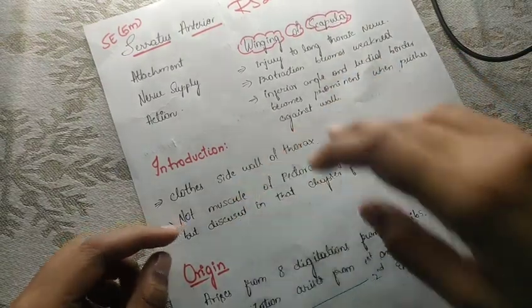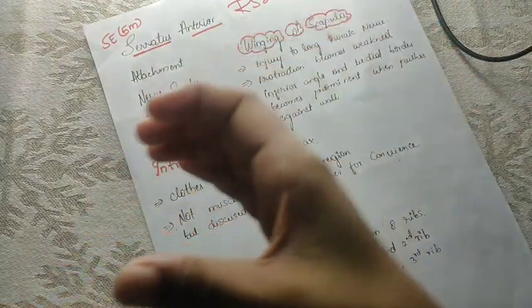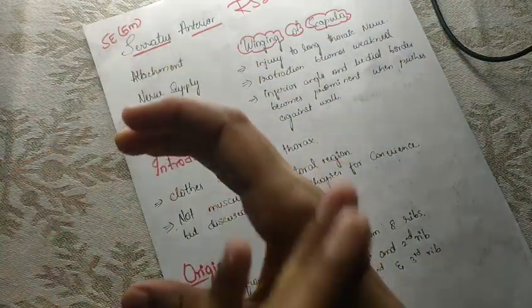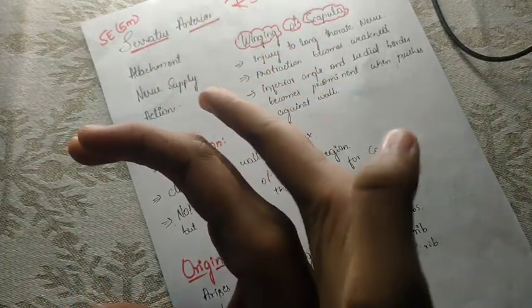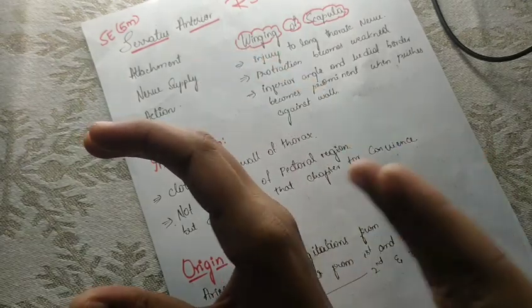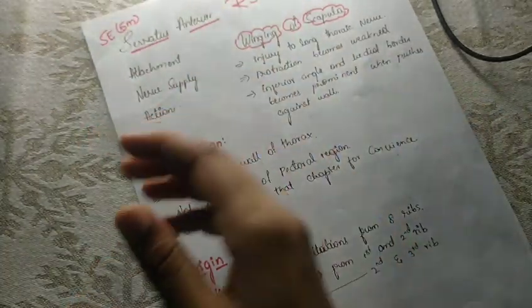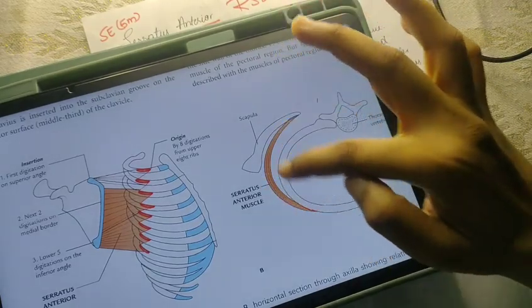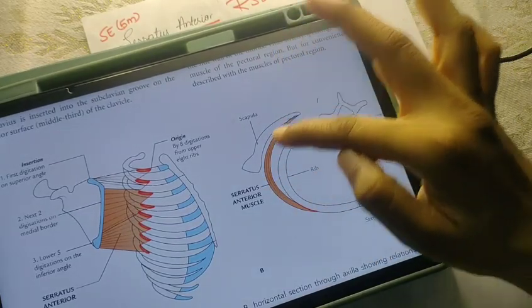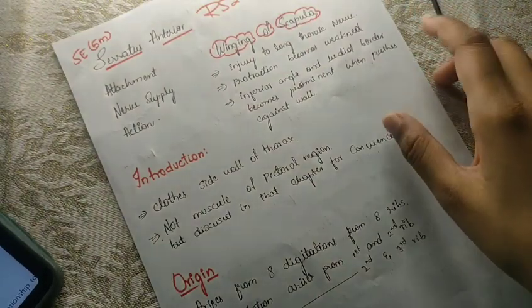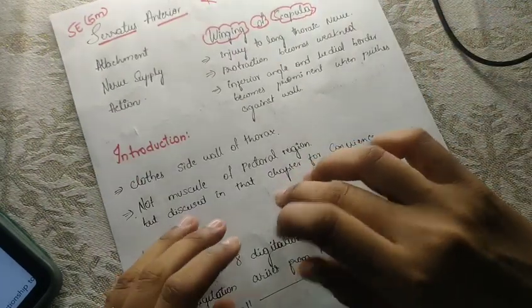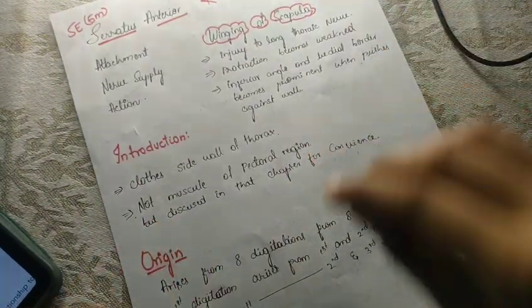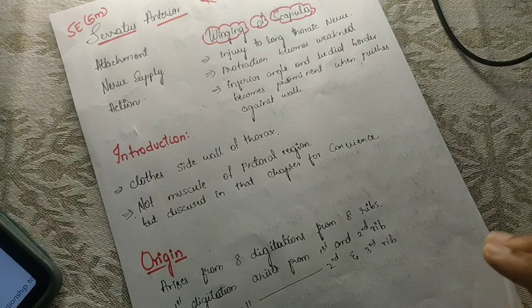Introduction. This clothes the wall of the thorax. If we consider this as the thoracic cage, that is rib cage or thoracic cage, it will be present like this. It covers the thorax. This is the serratus anterior. This hand is the serratus anterior muscle. It covers the thoracic cage. As you can see here, this is a rib and it covers the rib cage. This is not a muscle of the pectoral region. Still we discuss this muscle here for our convenience.